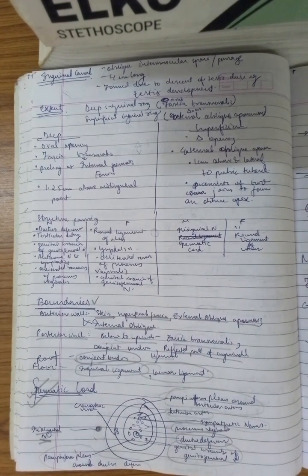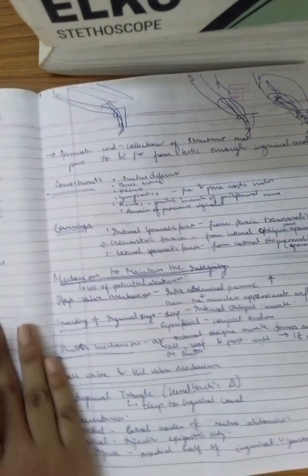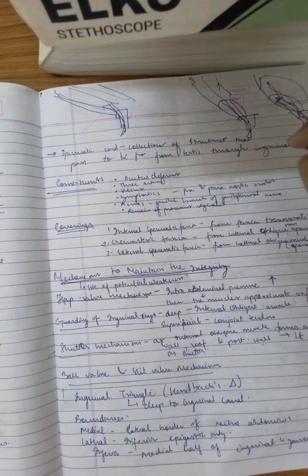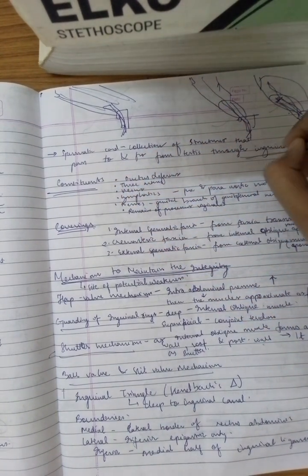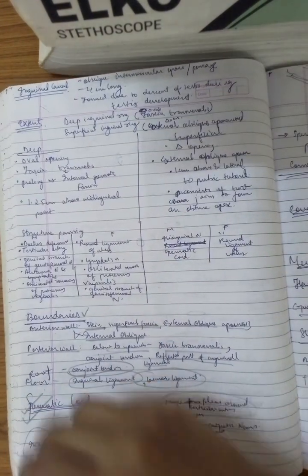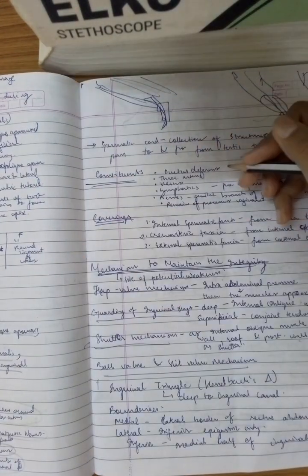So even though it enters through the inguinal canal, it is present outside the spermatic cord. Okay, you need to remember that. A spermatic cord is a collection of structures that pass to and fro from the testis through the inguinal canal. Yes, but there is an exception, that is the ilioinguinal nerve, which passes through the inguinal canal but lies outside the cord.